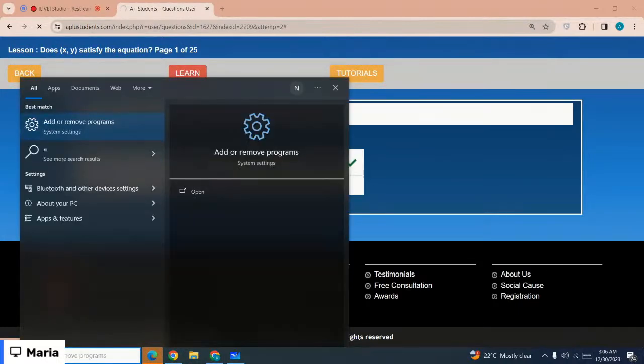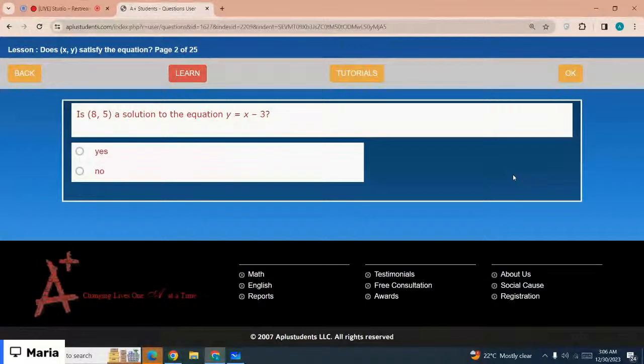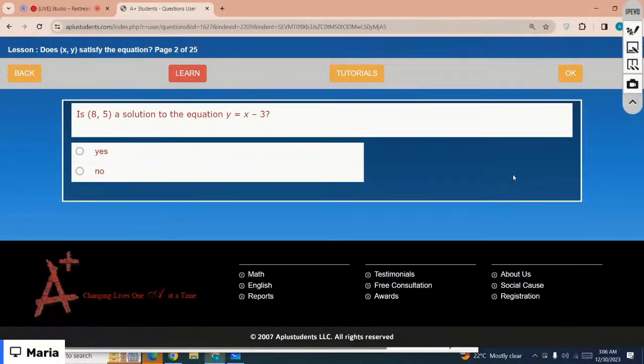Is (8, 5) a solution of the equation y equals x minus 3? That is exactly the same equation we did in the tutorial. So which is the correct option? The correct option is yes, it is the solution of the equation. (8, 5) is the solution of the given equation. Got it? So replace the variables with the values and see if this is the solution. So yes, it is the solution of the equation. The correct option is yes.